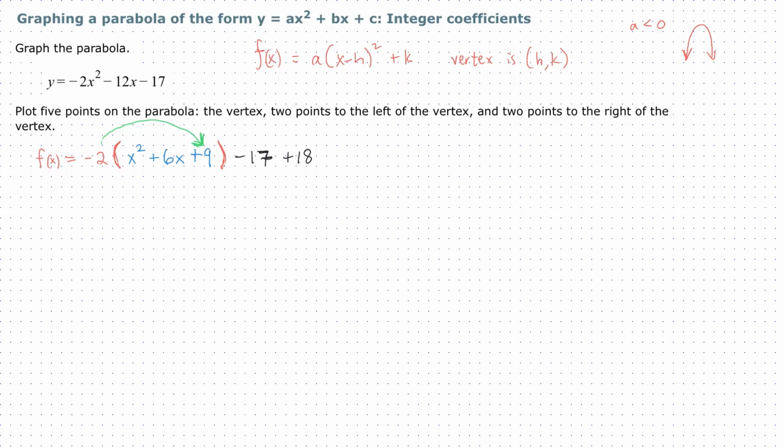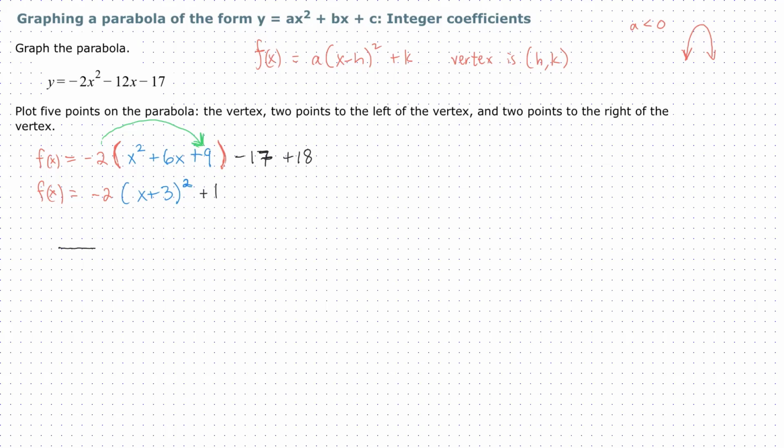Let's rewrite this f of x. F of x is now equal to negative 2 times the quantity x plus 3 squared. That's exactly why we completed the square. And then we have plus 1. You can see that a is actually equal to negative 2, so this certainly will open down.